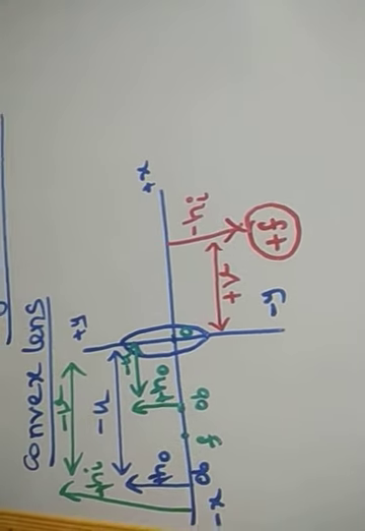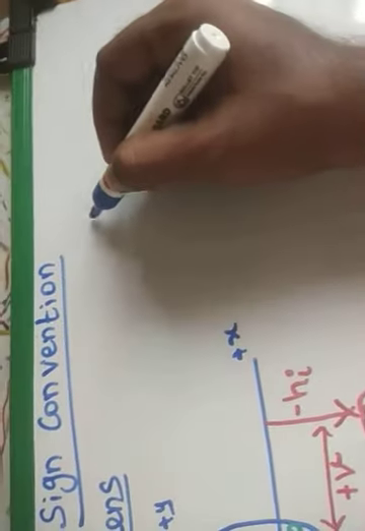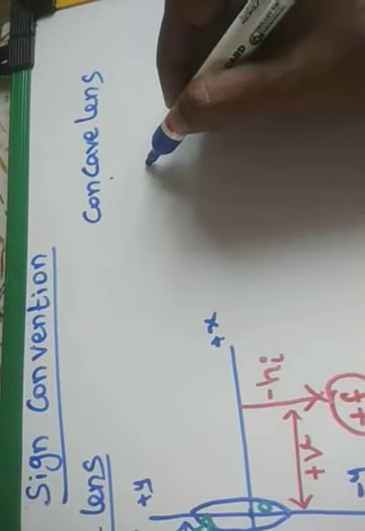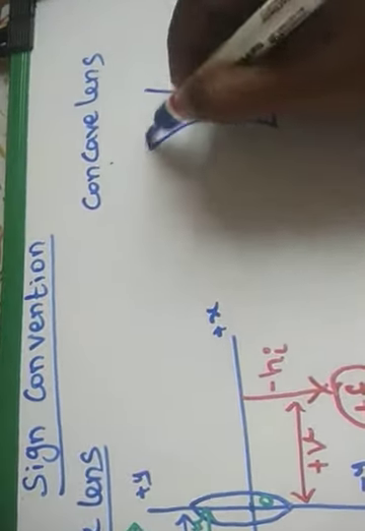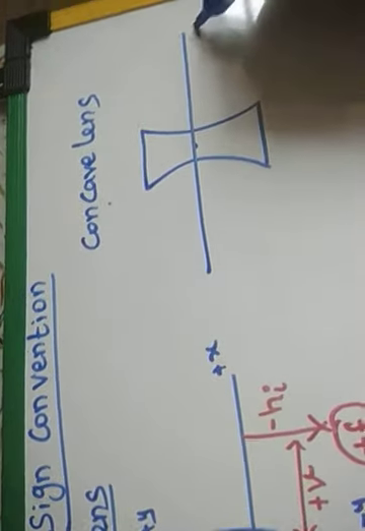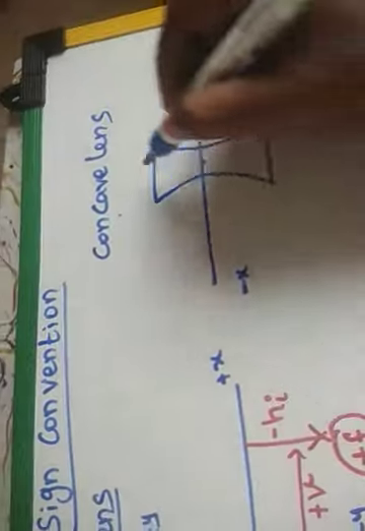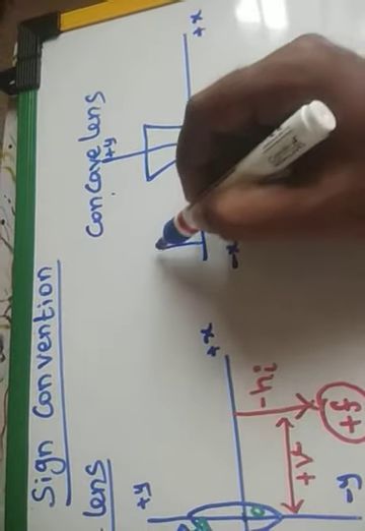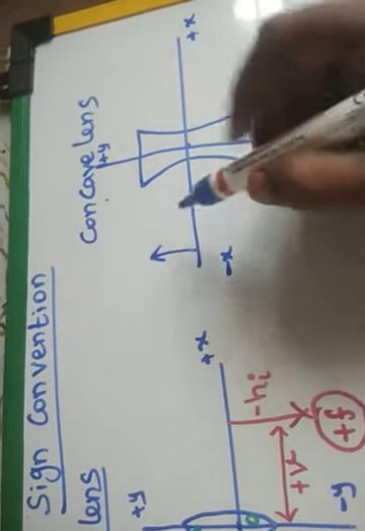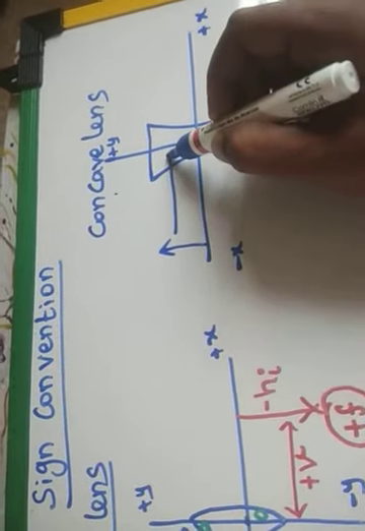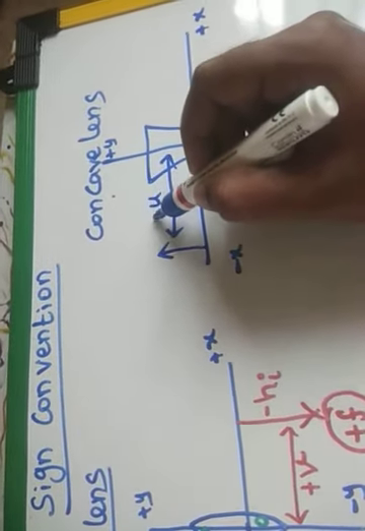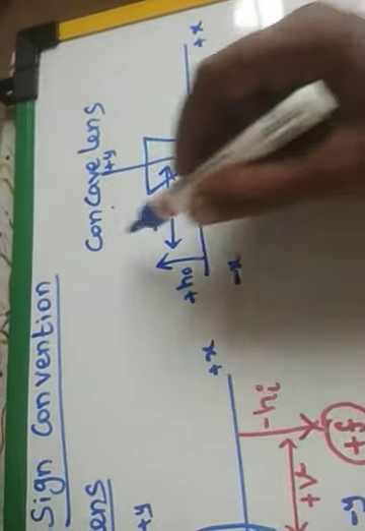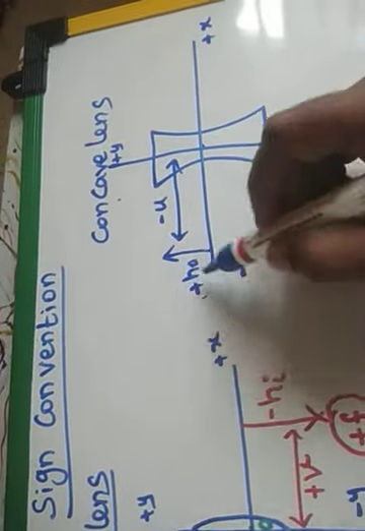Similarly, the sign conventions of the concave lens. This is a concave lens, and the concave lens is like this. We can put, similarly, the positive x-axis and negative x-axis, then the positive y-axis and negative y-axis. As usual, the object is placed on the left side of the lens. The distance between the object and the lens is u, so it is minus u. The object height is h naught, along the positive vertical y-axis, so it is positive.